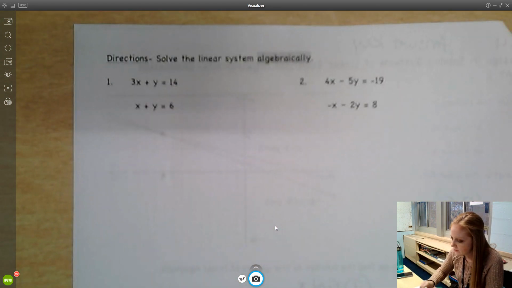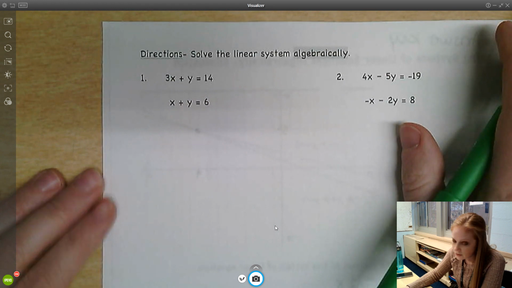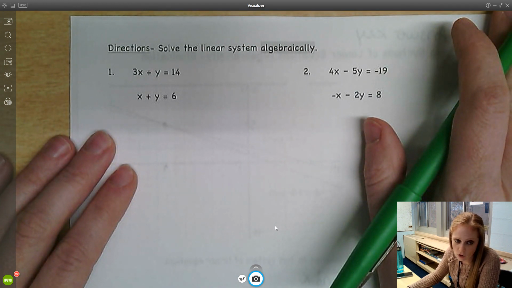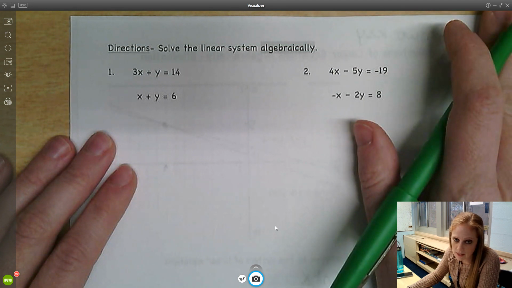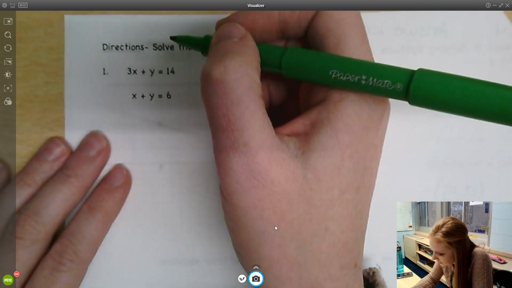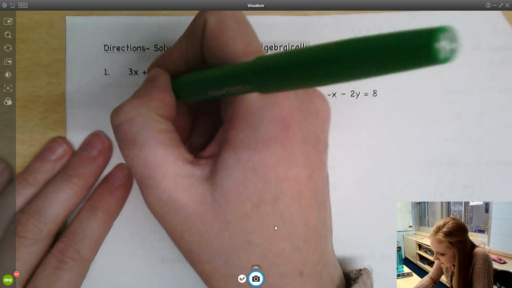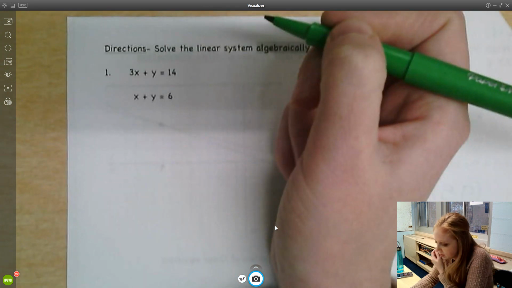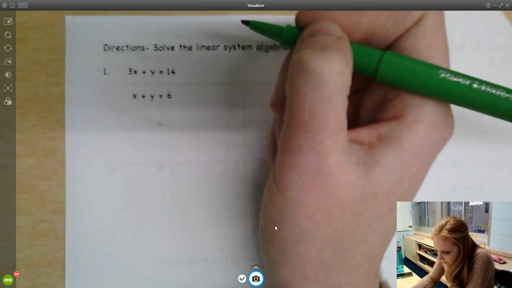All right, solve this system algebraically. So let's look for pairs to eliminate. My x's are not going to eliminate, and neither are my y's. So we need to do something to one of the equations to make it so we have something to eliminate. Okay, so let's see. Maybe I want my x's to cancel out. Or maybe I want my y's to cancel out. Let's see which one will be easier this time.